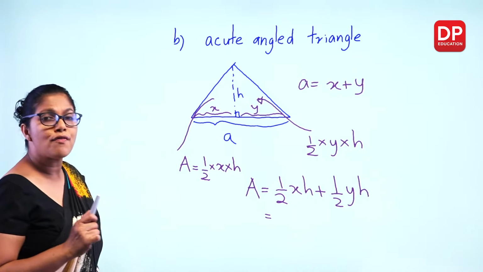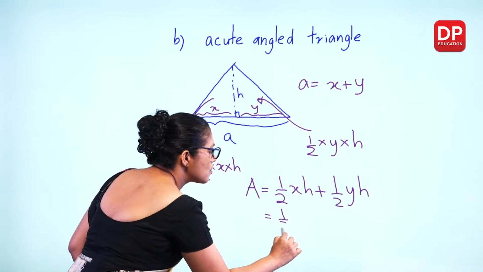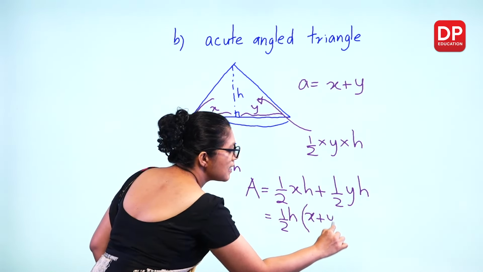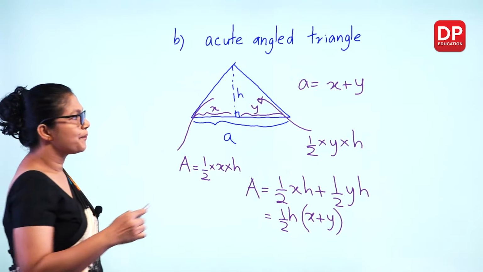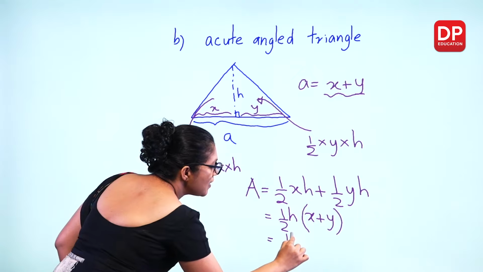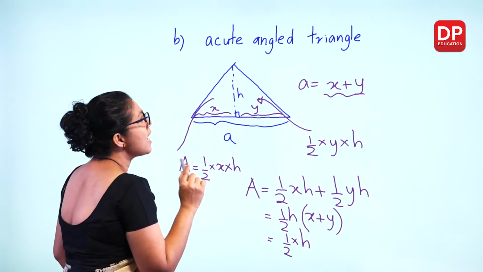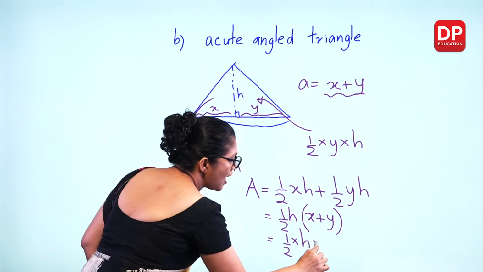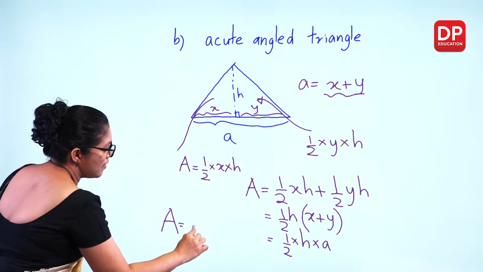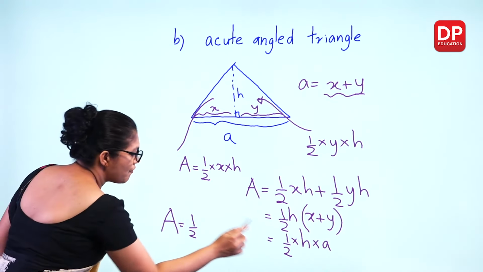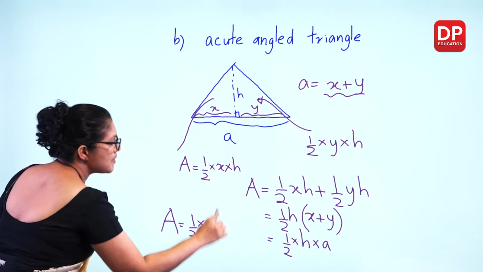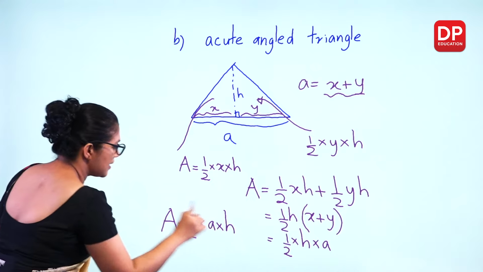Now I can see half h is common. I can take it out. So what happens when I take half h out? I get x plus y. So what is x plus y? We know that x plus y is a. So what's the formula we can find out the area of an acute angle triangle? Half times h times a, or I can rewrite this as half times length of the base, that's a, times the perpendicular height.